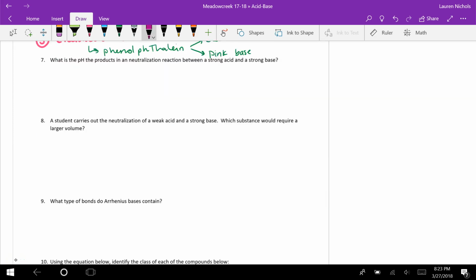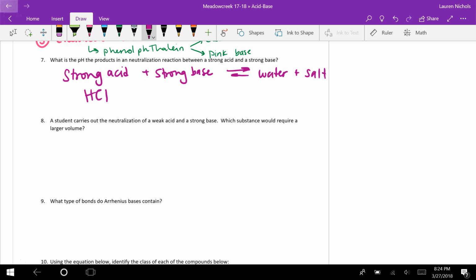And so we talked about in the last problem about neutralization, right? So when we have a strong acid, okay, so let's say maybe we have HCl plus a strong base, okay, we know that it will produce water and salt, right? Now, if we have a strong acid and a strong base like NaOH, the final pH of our products will be neutral. It'll be 7.